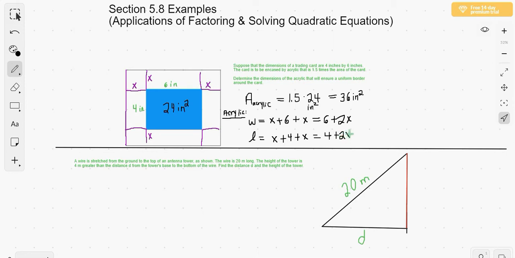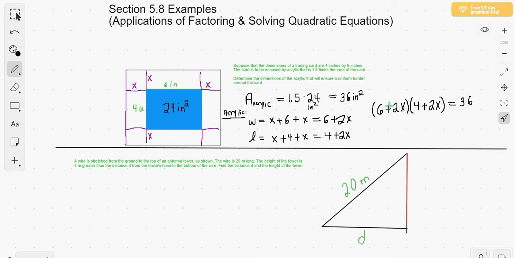So the area of the acrylic casing is just the length times the width, just like it is for the little square, except now we've got to multiply these more complicated looking things. We have to multiply 6 plus 2x, the width, times 4 plus 2x, the length. And remember that the length times the width is the area, and the area of this acrylic is 36 inches squared. I'll omit units in these calculations.